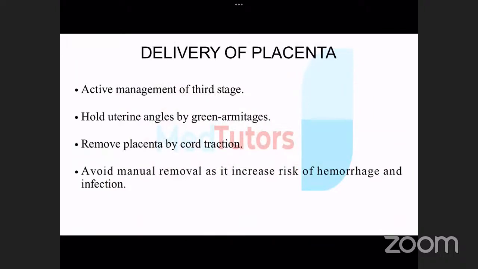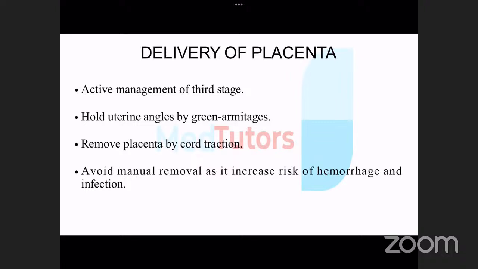Now, after delivery of the fetus, you ask your anesthetist to give oxytocin so that the uterus will contract. For the placenta, you do controlled cord traction so that you deliver the placenta, and it's done like the active management of the third stage of labor.